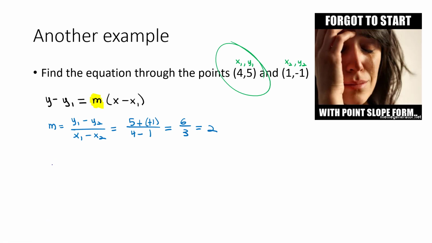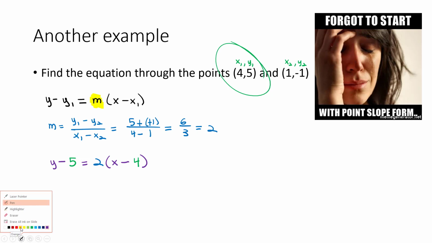In our function, y minus the y1. y1 is 5. Equals m, the slope. The slope we just found out is 2. Times x minus x1. The x1 point is 4. And now this equation will go through the points (4, 5) and (1, -1). y minus 5 equals 2 times (x minus 4).